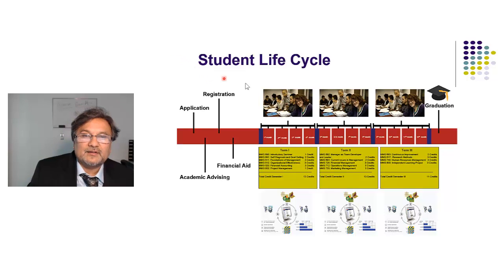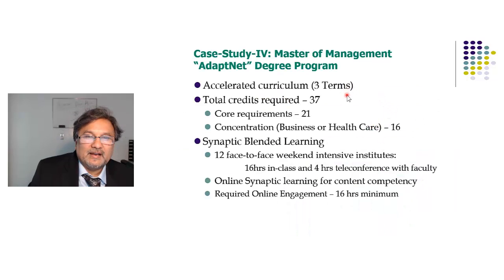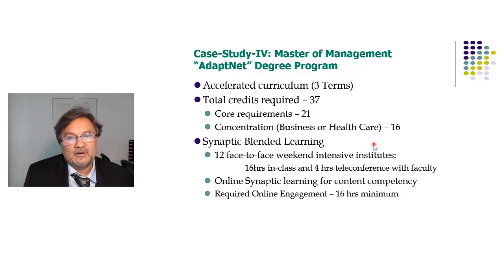So this is the executive MBA program, and this is the entire trajectory for 12 months. It was a 12-month program, and we were tracking 4 months each semester, tracking every student and how they are doing. For the master's degree program, there were 37 credits they have to do: 21 were core, and 16 were concentration, business or healthcare.